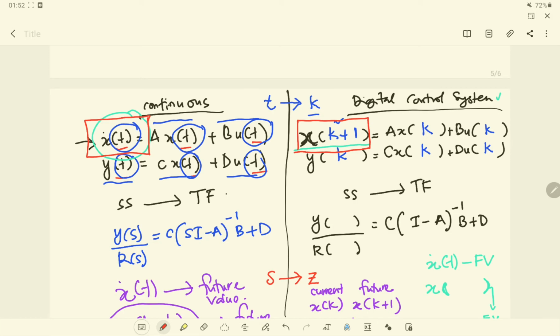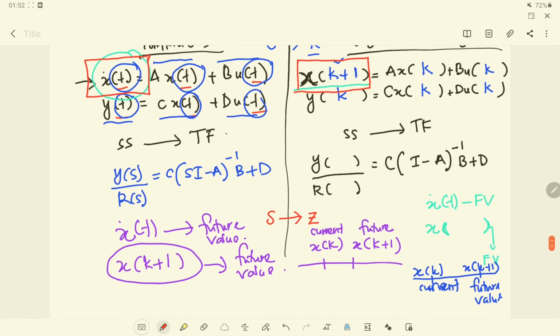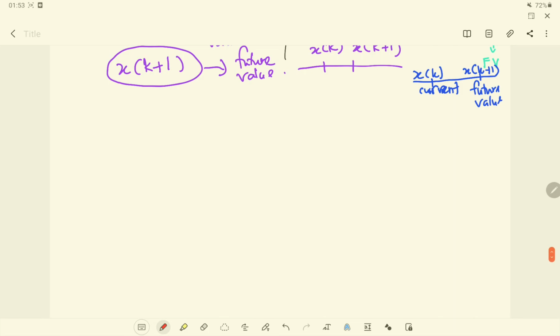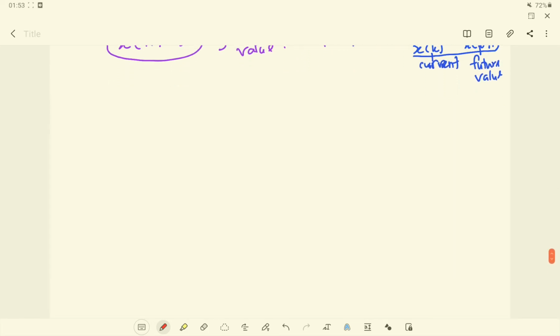While in the frequency domain and Z transforms, we have S here, so we replace S with Z. So it becomes the matrix equations in Z, and another one is C(ZI minus A) to the power of negative 1 B plus D. Okay, one example.